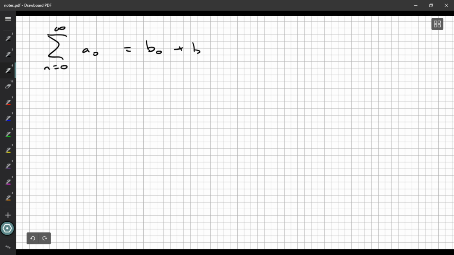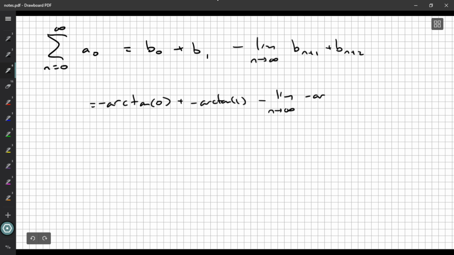So we'll need b_0 and b_1, and it's minus the limit. Did I write minus? Yes, it is minus. So b_0 is minus arctan 0, plus b_1, which is minus arctan 1, and then minus the limit of minus arctan(n + 1). I could very easily see screwing up a sign if I were rushing this. Minus, well, plus minus arctan(n + 2).